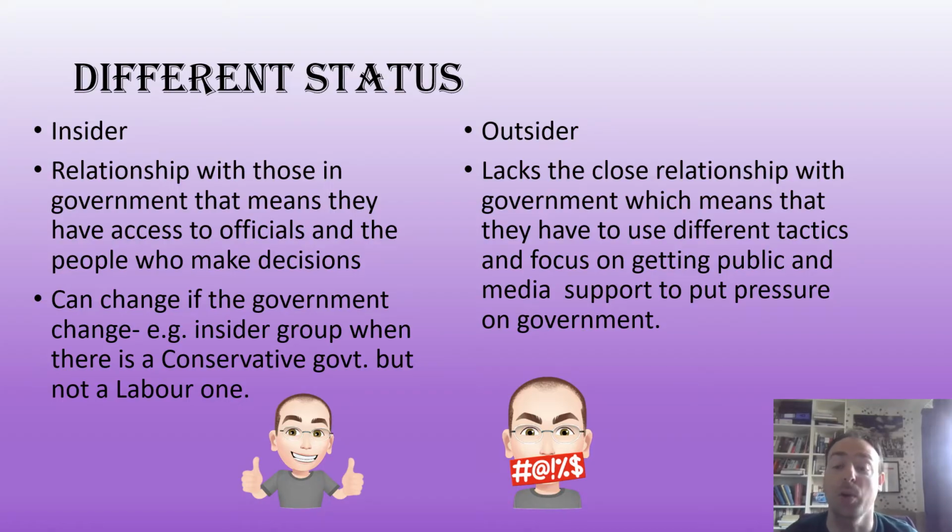So, for example, you could argue that trade unions would move from being outsider groups under a Conservative government and would become insider groups under a Labour government, because they would have access to the key decision makers in the Labour Party. So that's the insider group, and in a lot of ways the insider groups are more likely to be successful because they're likely to be talking to the right people, have the right contacts, and also most likely saying something that the people in power are likely to listen to.